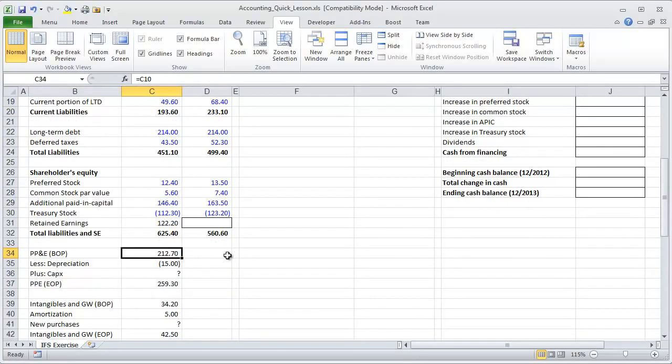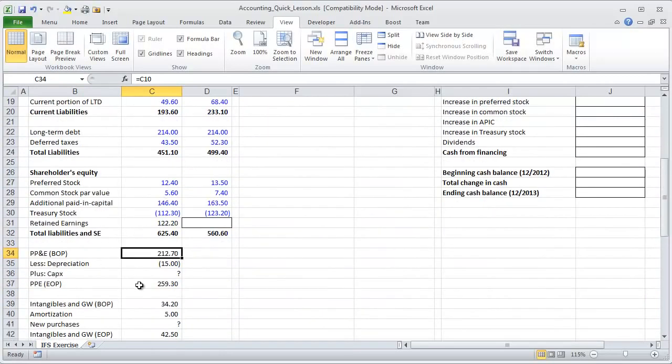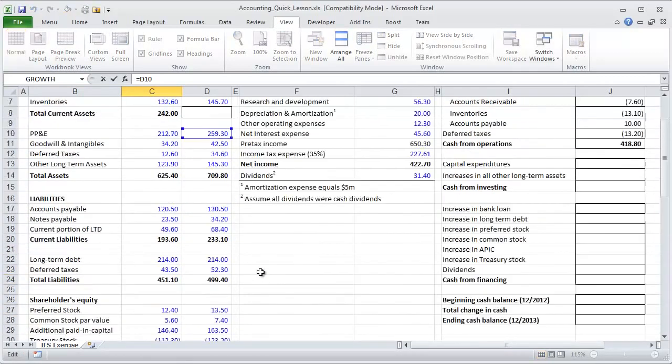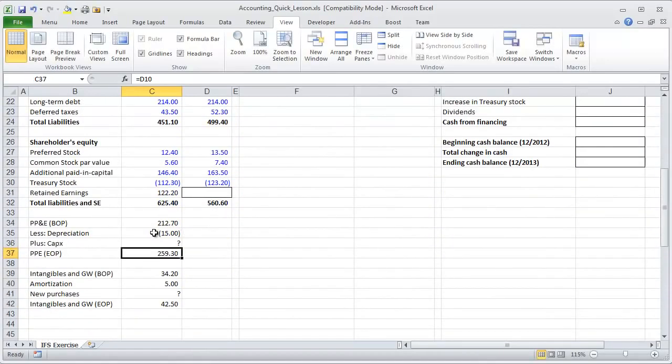We know that property, plant, and equipment at BOP, which stands for beginning of period, was 212.7. That comes from right here. And we also know that at the end of the period it is 259, and that comes from right here. And we know that the PP&E balance did go down by 15 million from depreciation. And so the question is, let's back in. How do we back into capital expenditures? That becomes a simple case of arithmetic if those are the only two variables, one of which we know.